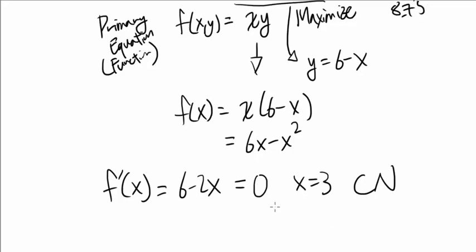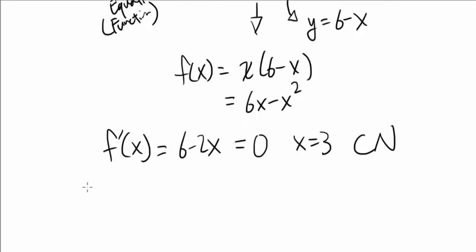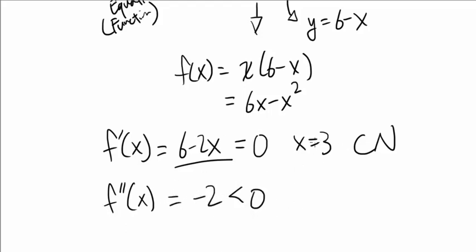And how can we verify that this is a maximum or minimum? Since we have 6 minus 2x, which is easy to differentiate, let's use the second derivative test. F double prime of x is negative 2, which is less than 0 for all x. So we know at x equals 3, f is concave downward. So we know the function has to go like this. Concave downward looks like this. And we know f prime is 0. So at x equals 3, we have a relative maximum.